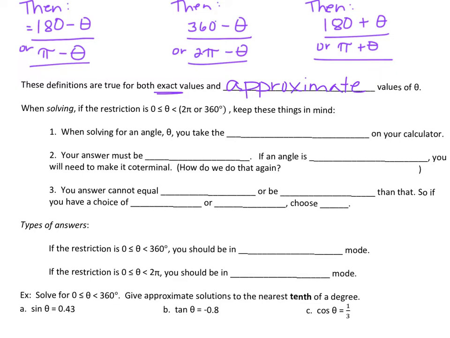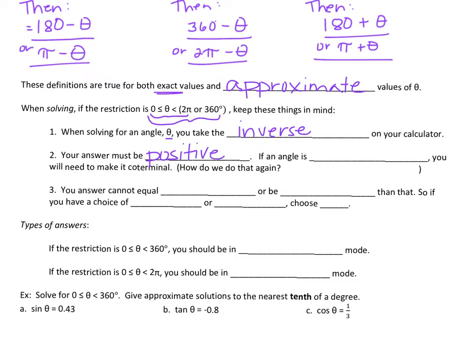It says when solving, your restrictions are either going to be between 0 and 2 pi or 0 and 360. Here are some things you'll want to keep in mind. If you're solving for an angle, you want to take the inverse of the trig function on your calculator. Your answer always has to be a positive answer.